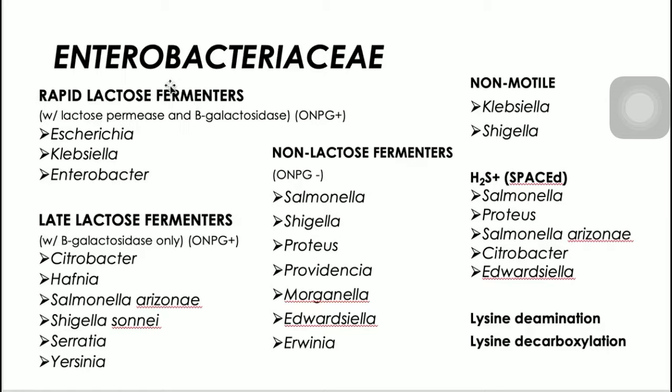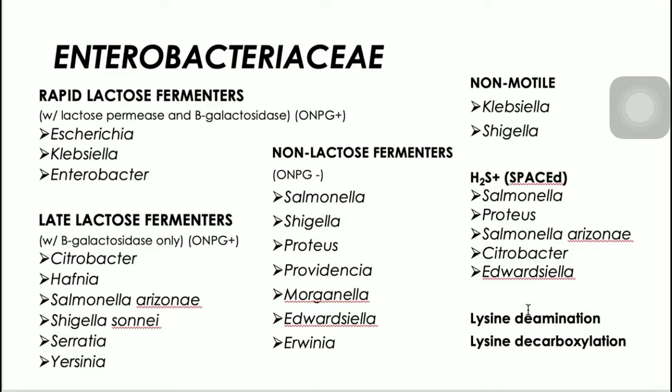So using your lactose fermentation and your H2S production, we can characterize their TSI reaction, or triple sugar iron reaction. Okay. But we also have here your lysine iron agar. So it is important to know which organisms are lysine deaminase positive and which are lysine decarboxylase positive. For lysine iron agar, we are using bromcresol purple.